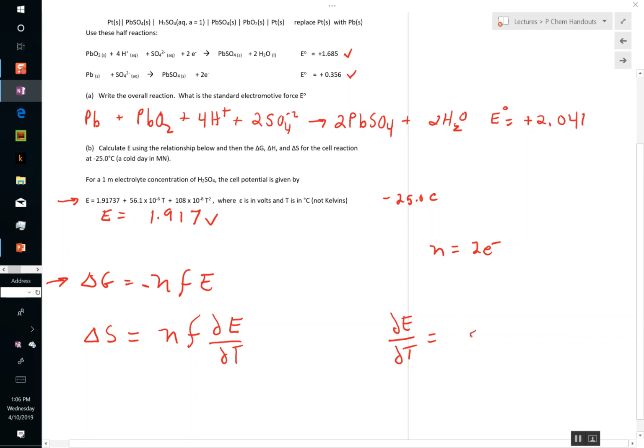And we got 56.1 times 10 to the negative 6 plus 2 times 1.08 times 10 to the negative 8 times T. I don't know why they gave this 1.08 times 10 to the minus 8th. It's not up here, but it's here. You know, I mean, you're in scientific notation, just say 1.08 times 10 to the minus 6th or something. Okay.